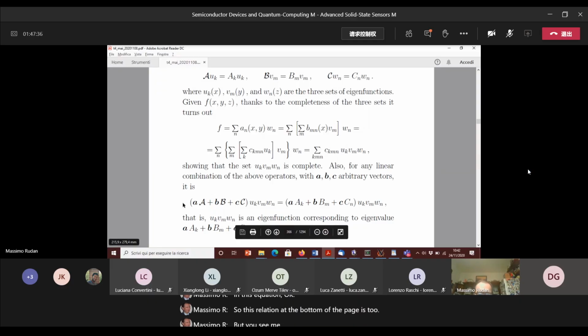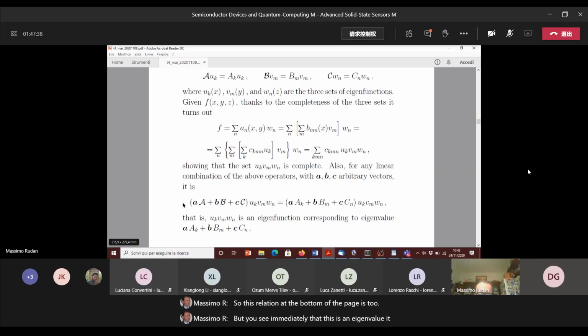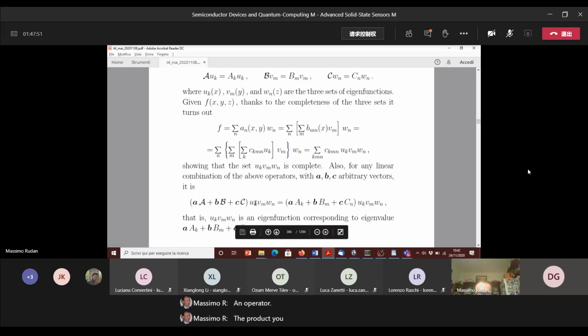But you see immediately that this is an eigenvalue equation in which on the left we have the quantity in parentheses that is an operator. The product u v w is the eigenfunction. The quantity in parentheses on the right is the eigenvalue, that in this case is a vector, times again the eigenfunction.